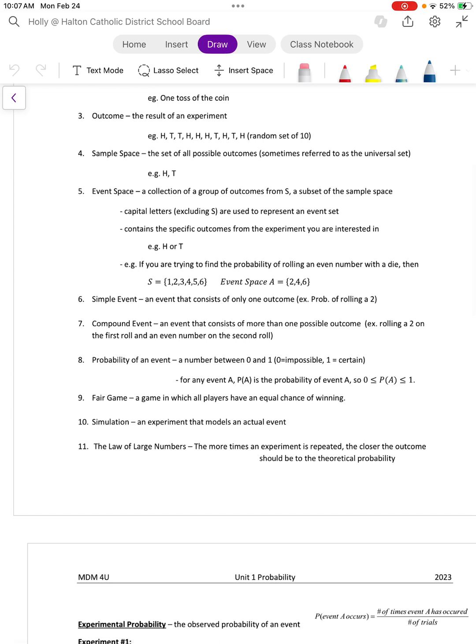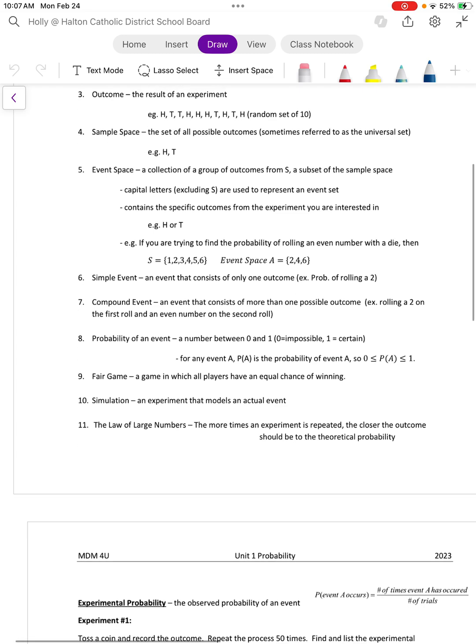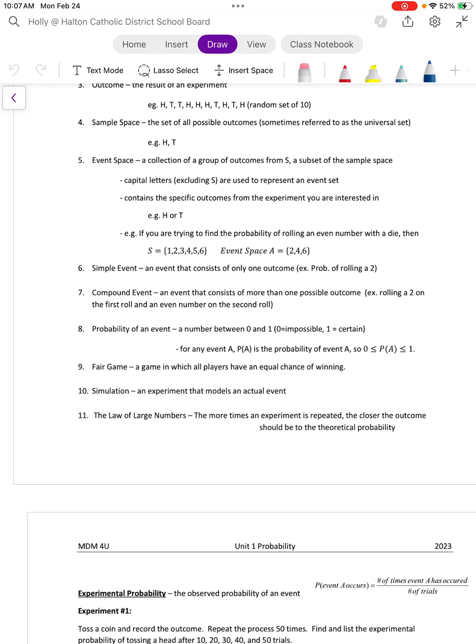A simple event is an event that consists of only one outcome, such as the probability of rolling a 2. A compound event is an event that consists of more than one possible outcome. So you have 2 outcomes here. Example, rolling a 2 on the first roll and an even number on the second roll. There are 2 possible outcomes there.